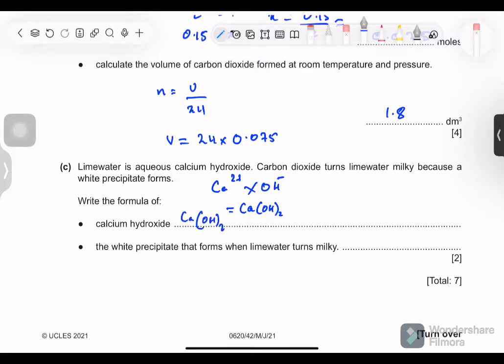The white precipitate that forms when lime water turns milky. So calcium hydroxide was there and carbon dioxide was inserted. So the precipitate is calcium carbonate. Calcium hydroxide plus carbon dioxide, so calcium carbonate is formed.